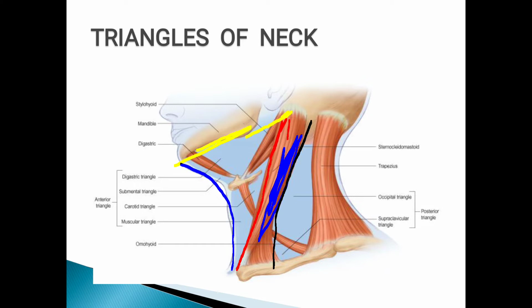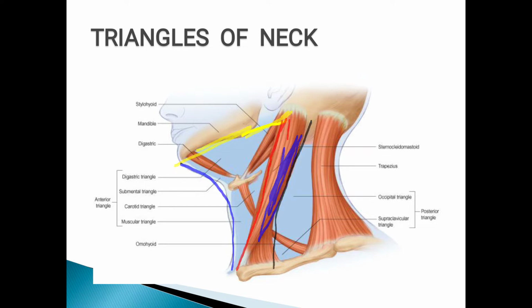So the lateral boundary of the anterior triangle is formed by the anterior border of the sternocleidomastoid muscle. Make it very clear that the lateral boundary of the anterior triangle is formed by the anterior border of the sternocleidomastoid muscle, and the base is formed by the base of mandible and a line drawn from the angle of mandible to the mastoid process.